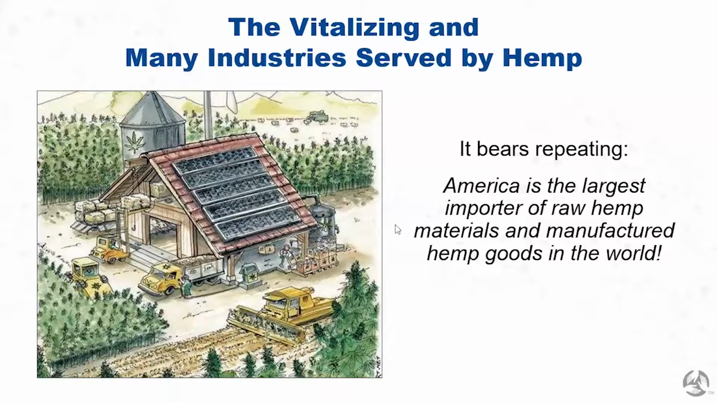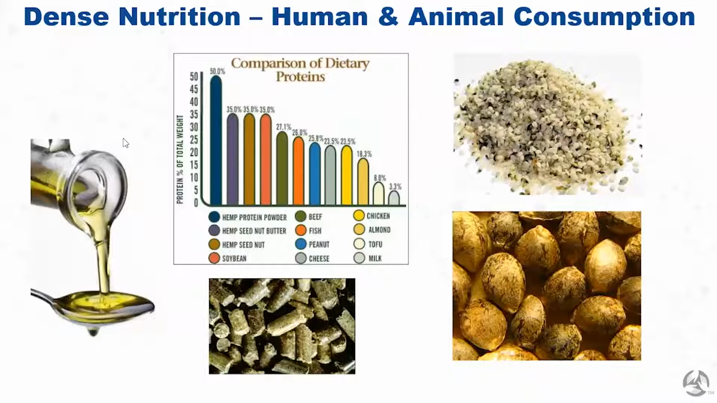So it bears repeating here as we do a very quick run through of the vitalizing and many industries of hemp, that America has been and remains today the largest importer of raw hemp materials and manufactured hemp goods in the world. We've just been handing the competition over. We've been handing the industry and the money over to the competition for all of these years.